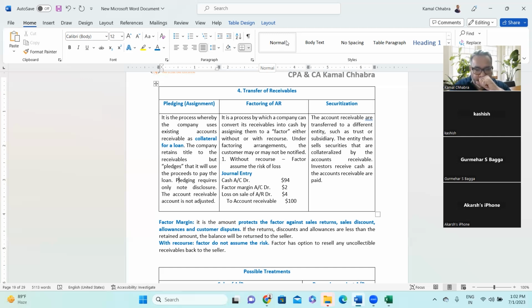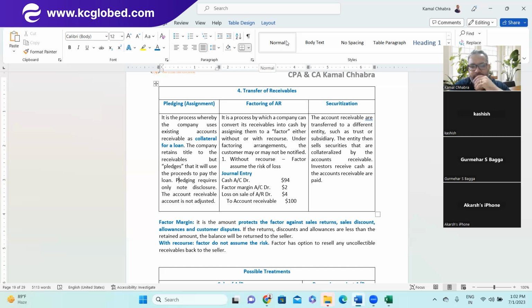Right? Without recourse, the factor assumes the risk of loss. And with recourse, you assume the risk of loss. That is the difference, right?